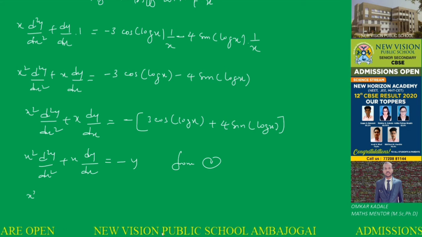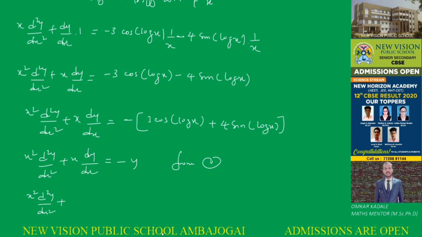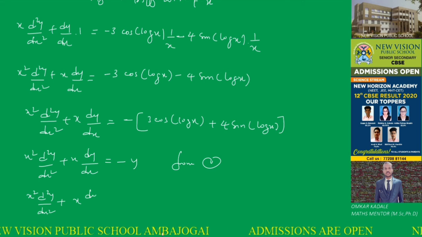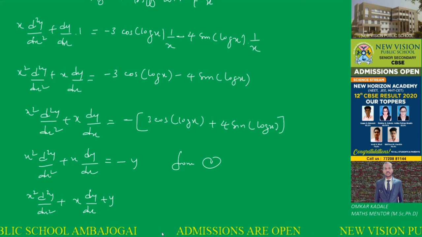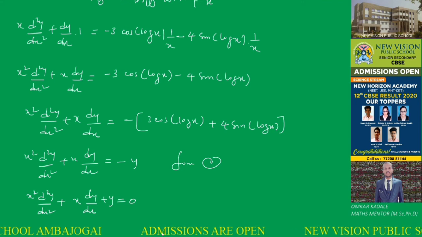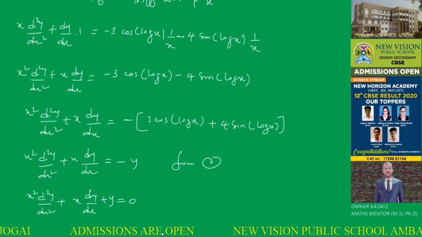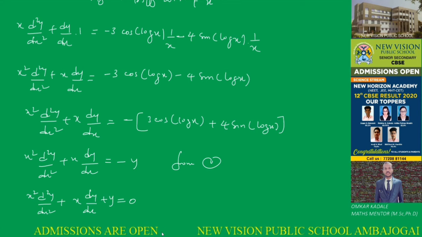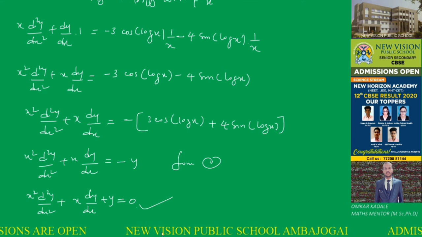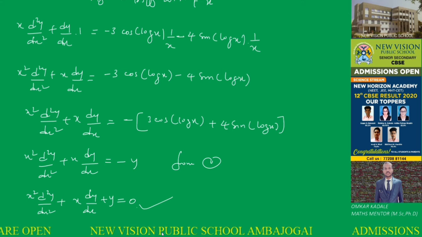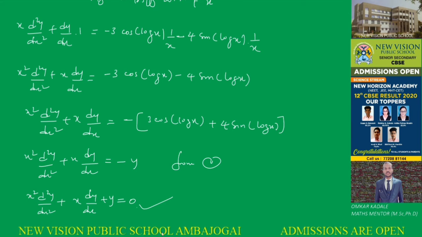So x square d2y upon dx square plus x dy by dx minus y, take on LHS, it becomes plus y equals to 0, is nothing but our required solution, which is required verification. So hence y, that is equation 1, is a solution of this differential equation which satisfies our equation, right? Similarly, one more example we can see here.